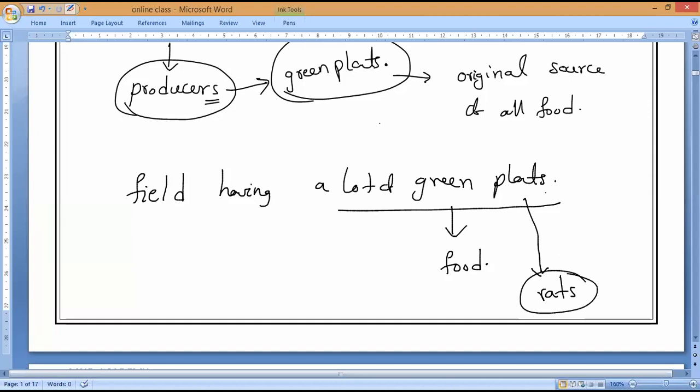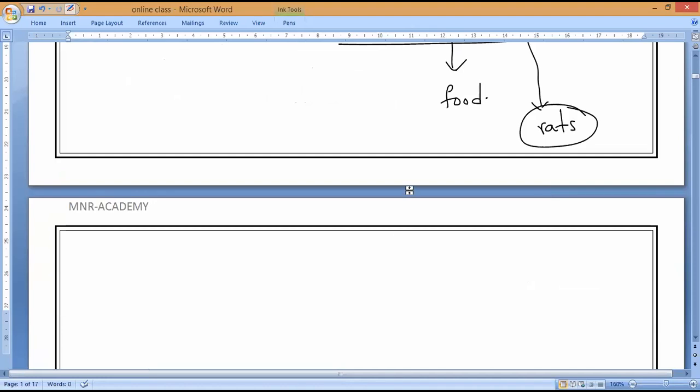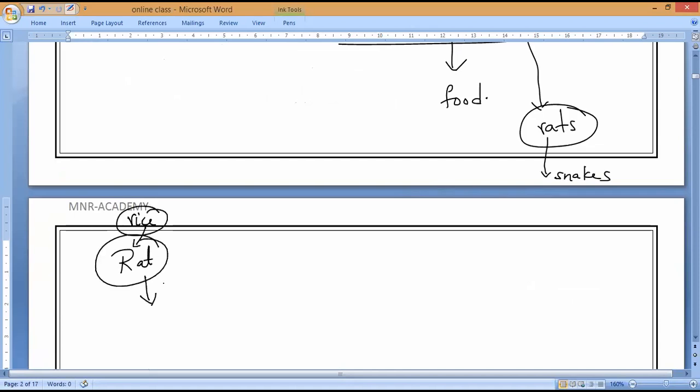Now, these rats can be eaten up by snakes. Correct? If it is agriculture land, these rats will be eaten by snakes, or else the rat will come to the home. Suppose you have stored grains, suppose rice. These rice will be eaten by the rat. Now this rat will be eaten by whom, guys? Rats will be eaten by whom basically?